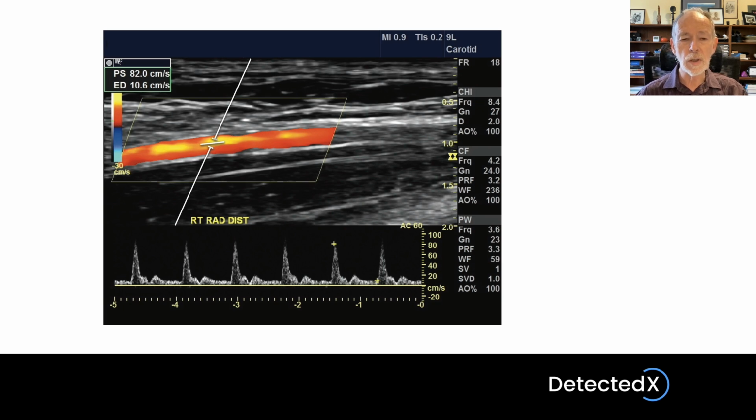You'll notice that the user has made a measurement at one particular point. There's a small X on the top of one of the systolic peaks. And in fact, there's a second marker point at the end diastolic part of that same heart cycle. So they're measuring both the peak systolic velocity and the end diastolic velocity. Those values are in fact displayed in the upper left of this slide.